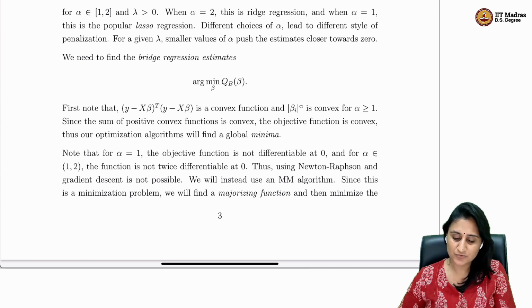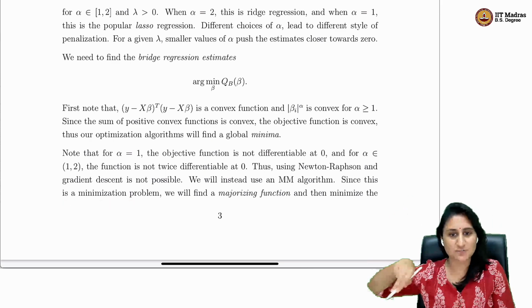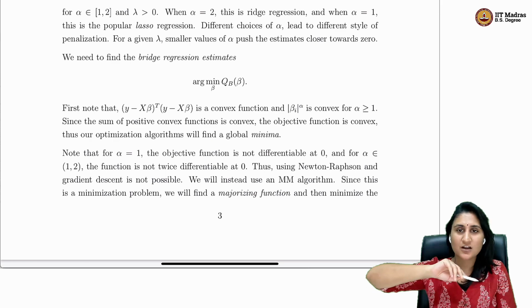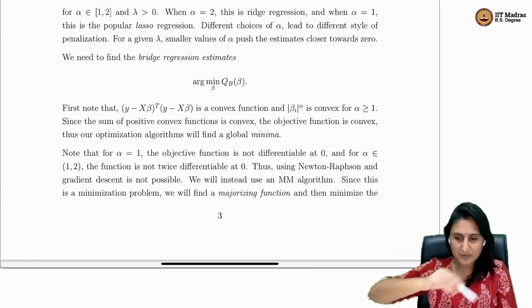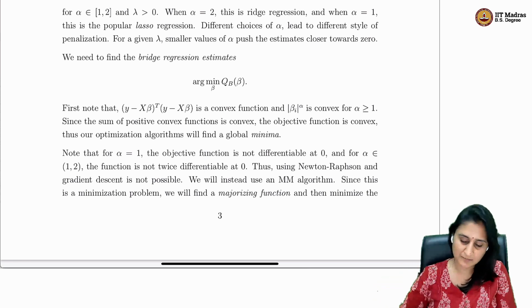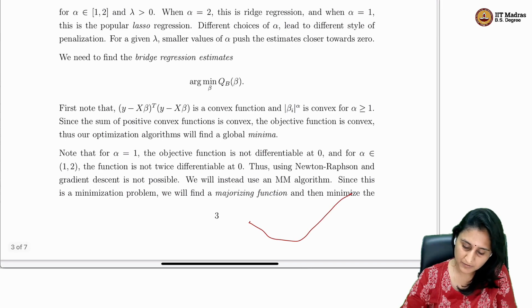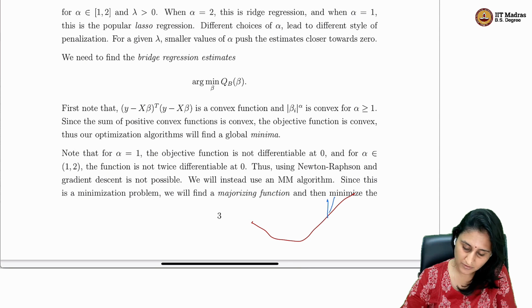And so instead, we can use an MM algorithm here. Since this is a minimization problem, not a maximization problem, we are not going to construct a minorizing function. We're going to construct a majorizing function and then minimize that majorizing function. That means this is our objective function. We are going to construct, at a particular value of theta, a majorizing function here and then minimize that majorizing function like this.